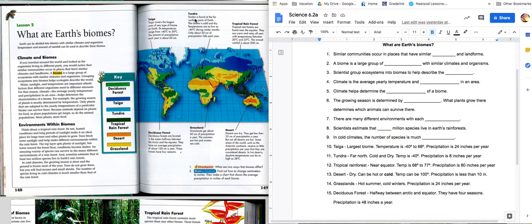Okay. Tundra is found at the far north parts of the Earth, so you can see up here the tundra. This biome is cold and dry. Temperatures are as low as negative 40, which is the same temperature between Fahrenheit and Celsius, during the winter months, and only about 20 centimeters of precipitation falls each year. So, guys, it gets so cold that it's not like there's a whole lot of snow up there.